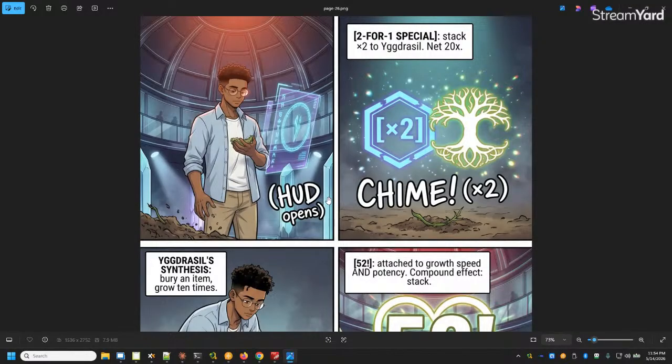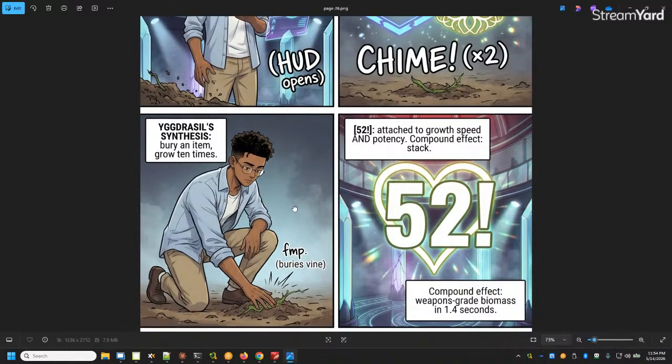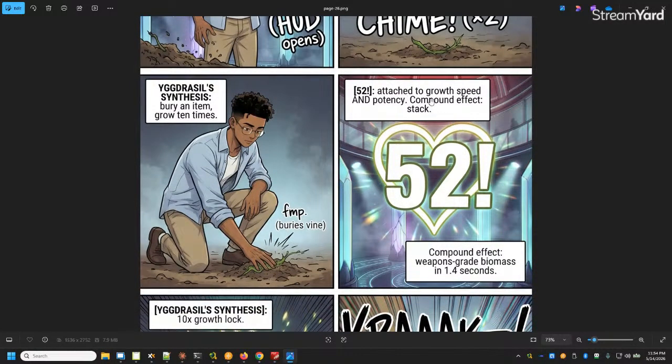Stack, 2 for 1 special to Idrisil. Net 20. Okay, so he's burying the plant, burying an item, grow 10 times. Yep. Idrisil synthesis. Yep. Attach 52.